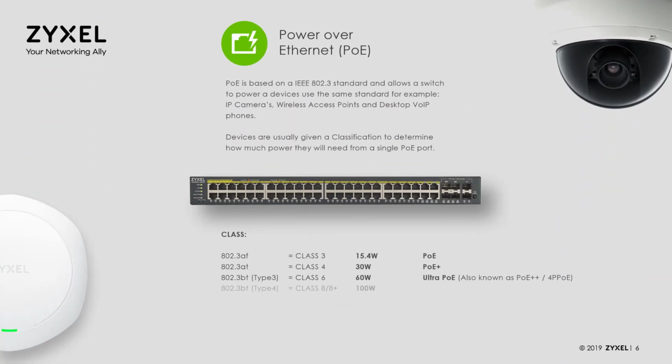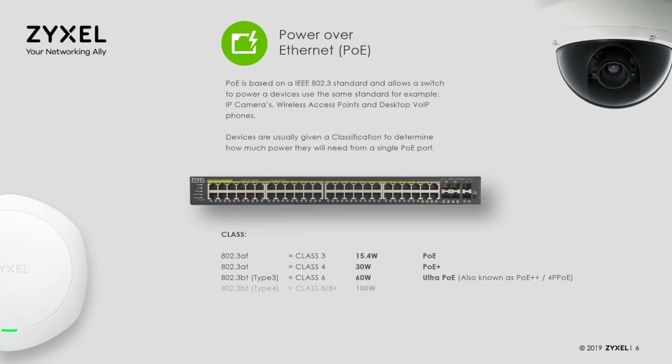Okay, let's move on to PoE or Power over Ethernet, which allows us to deliver power over Cat5, Cat6 cabling using the IEEE 802.3 standard. This allows us to power devices like IP cameras, wireless access points, desktop IP phones, and a whole bunch of other things which are PoE powered. PoE is normally given a classification to determine how much power they will need from a single port. When you plug a device in, it negotiates the classification and allocates the wattage out of the port.